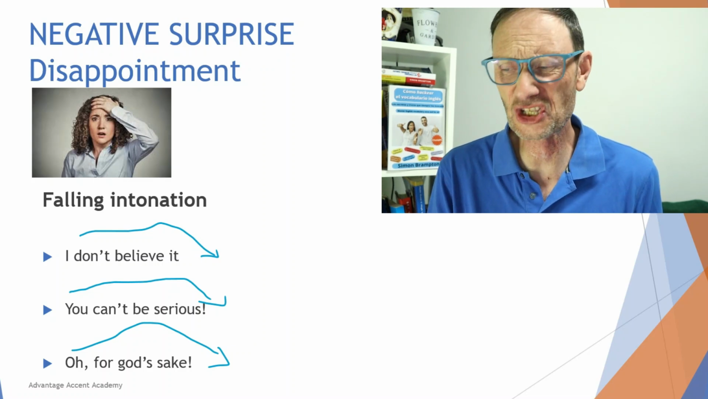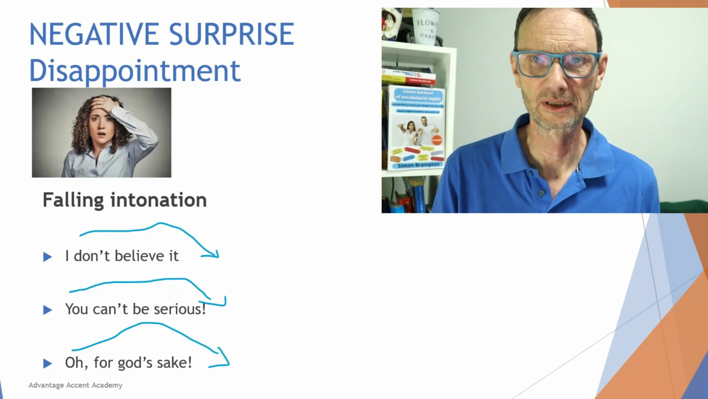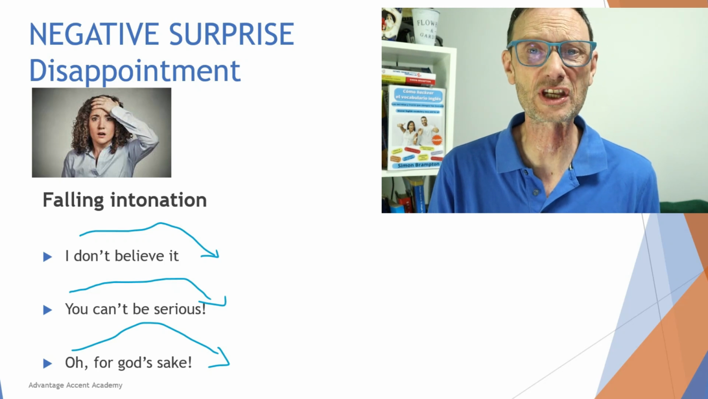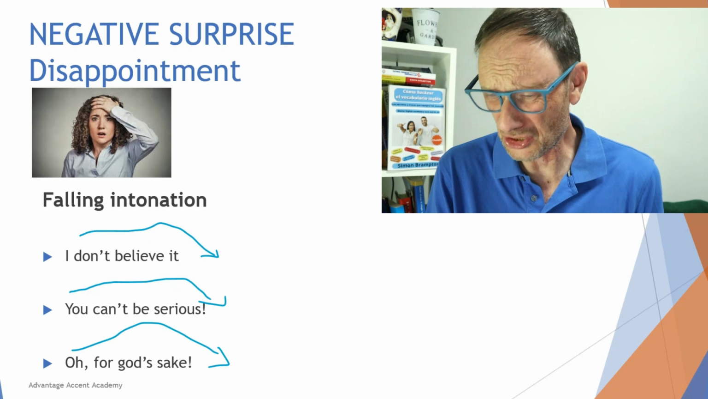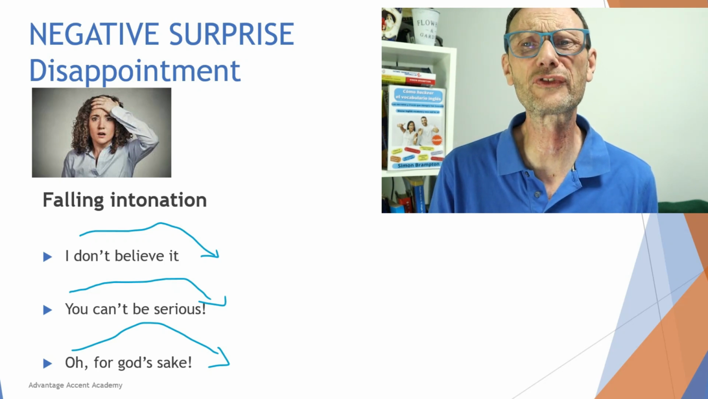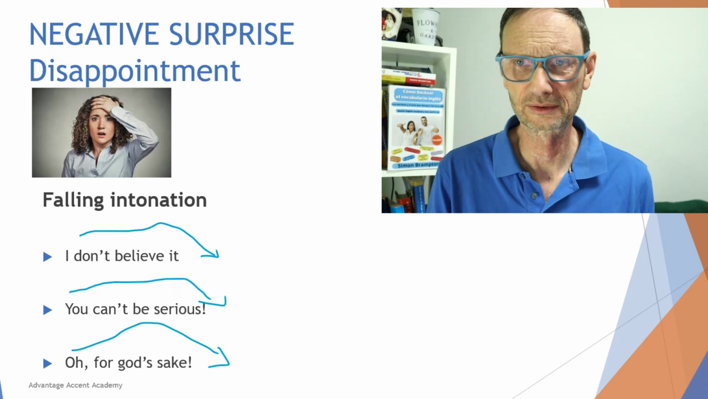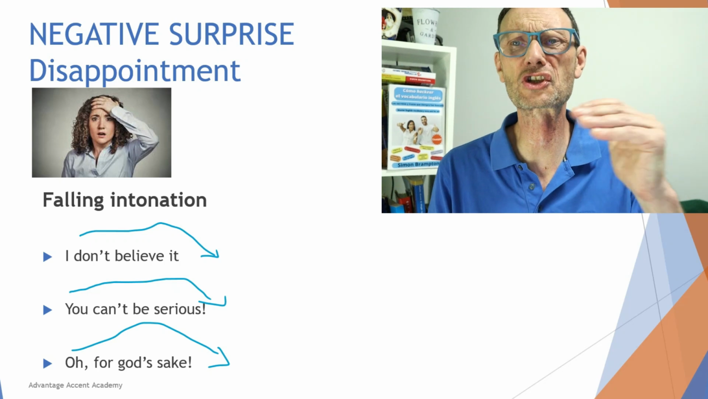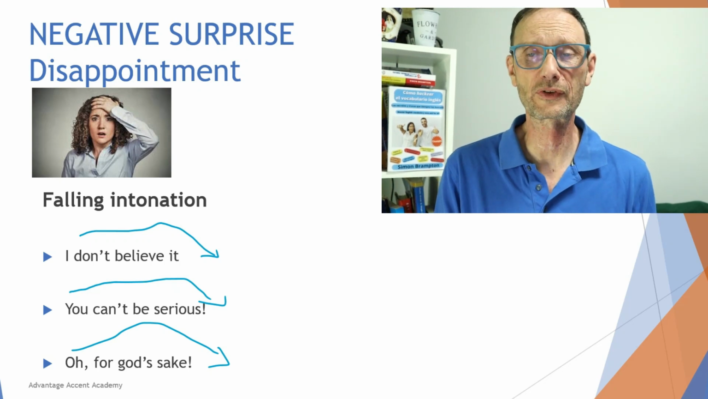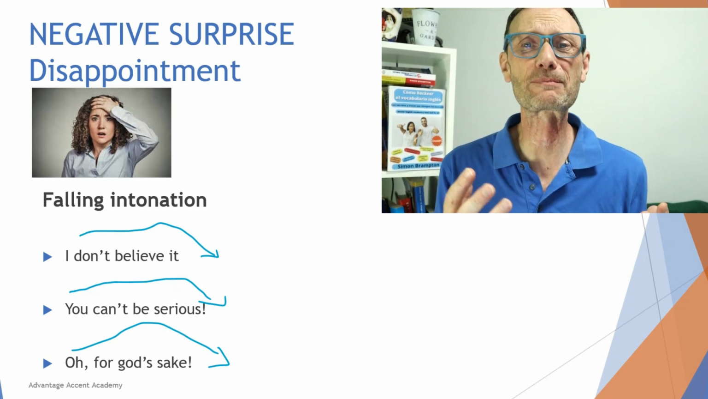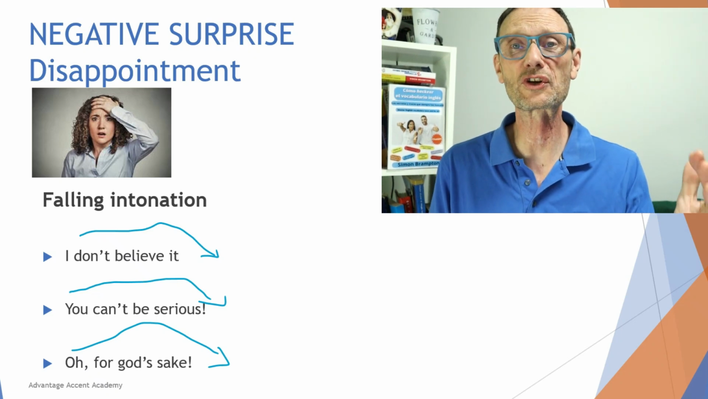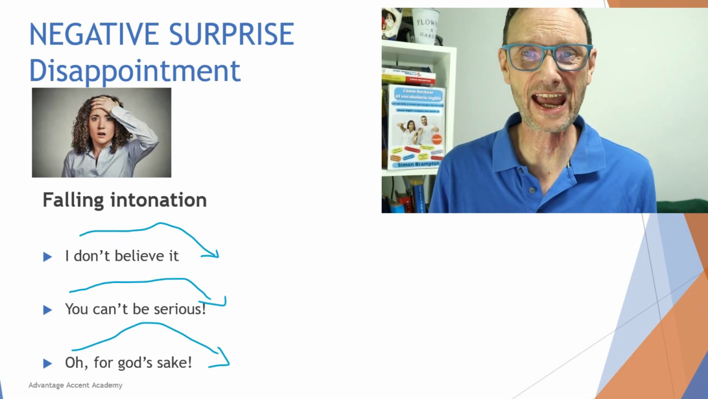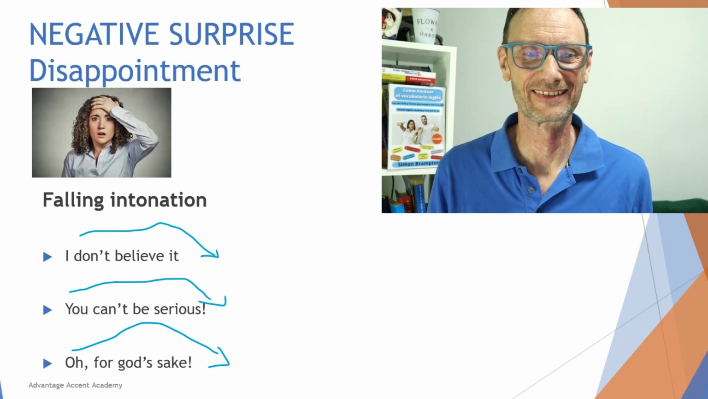You can't be serious. They just lost against a second division team. You can't be serious. Oh, for God's sake. For God's sake. So, if you want to express disappointment or negative surprise, then your voice should go down at the end of the sentence.